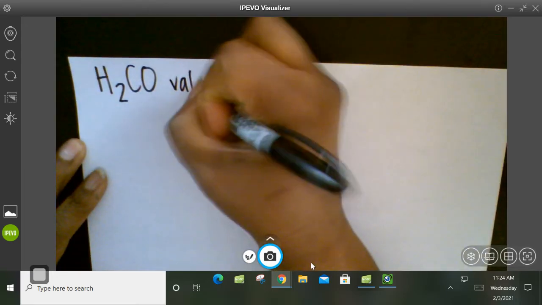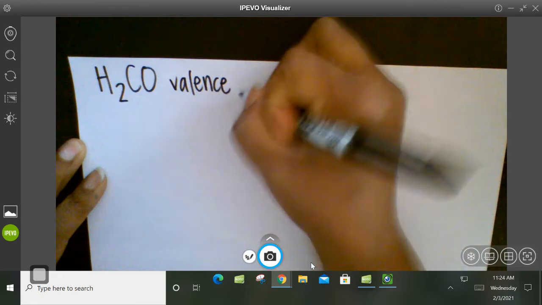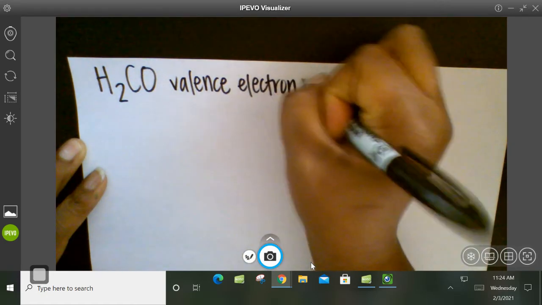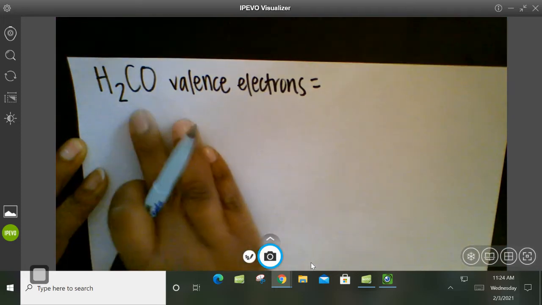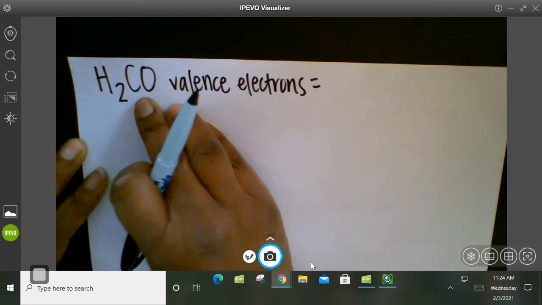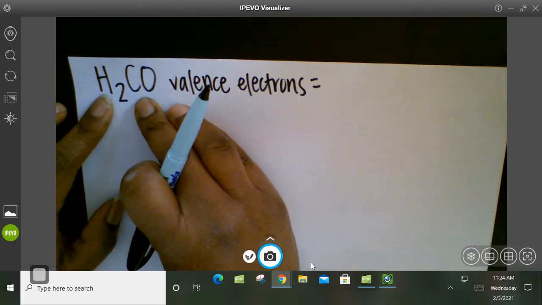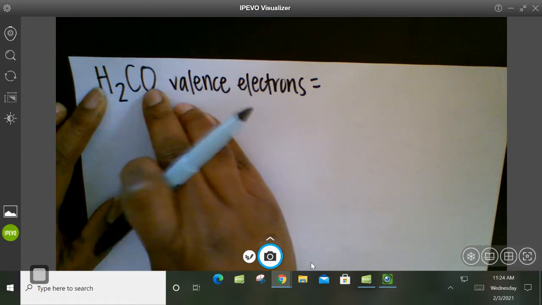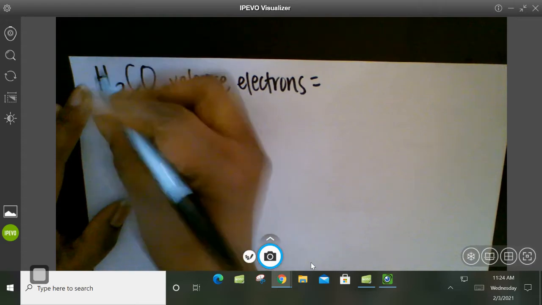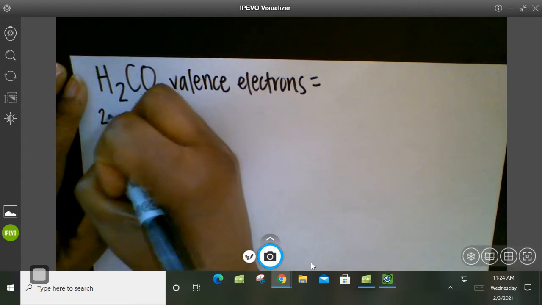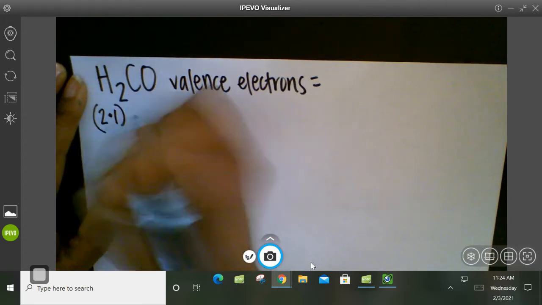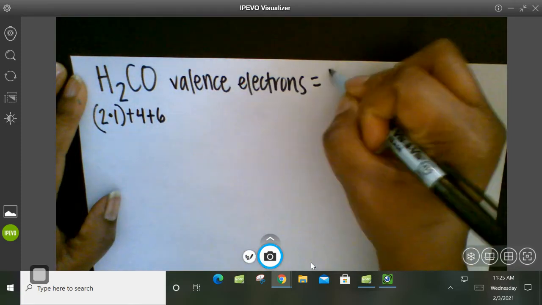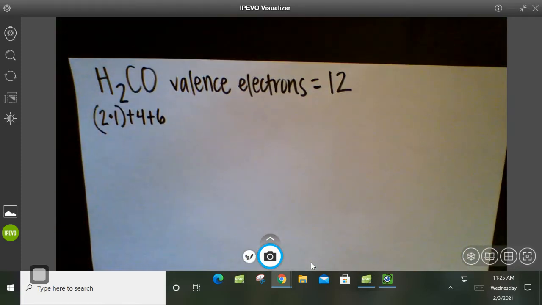So our valence electrons, remember, these are our outer electrons. And so we look at carbon, which is in group 4, hydrogen's in group 1, and oxygen is in group 6. So that's 1, 4, and 6. There are 2 hydrogens, so it's 2 times the 1 valence electron plus 4 plus 6, and that's going to give us 12 valence electrons, all right?